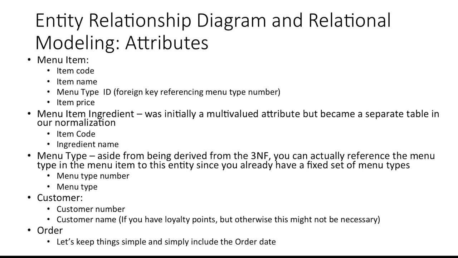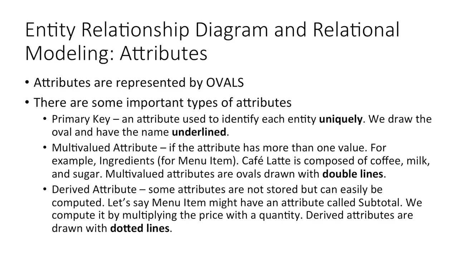As for the order, for this example, let's keep things simple and simply include the order date. Attributes are represented by ovals, and these are some important types of attributes. The primary key, which is an attribute used to identify each entity uniquely. We draw the oval and have the name underlined.